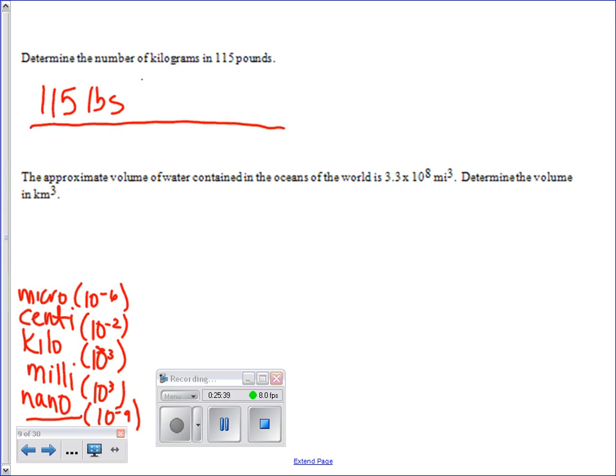If we have 115 pounds and we're doing dimensional analysis, you start with your given, and you're going to round to the same number of sig figs as your given. So we're going to round to 3. Who knows the conversion between pounds and kilograms? 2.2 what? Pounds per kilogram. So what are we going to put on top? 1 kilogram and 2.2 pounds. So to 3 sig figs, what is that answer? 52.3 kilograms.